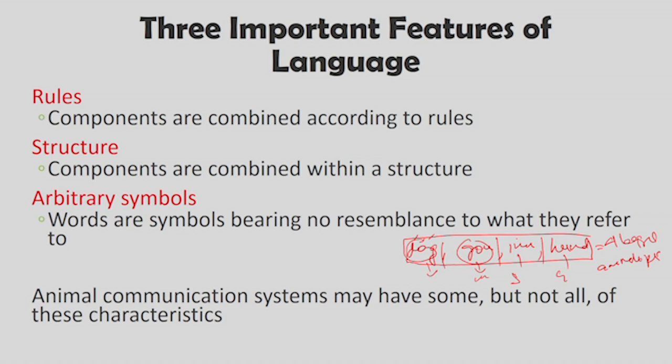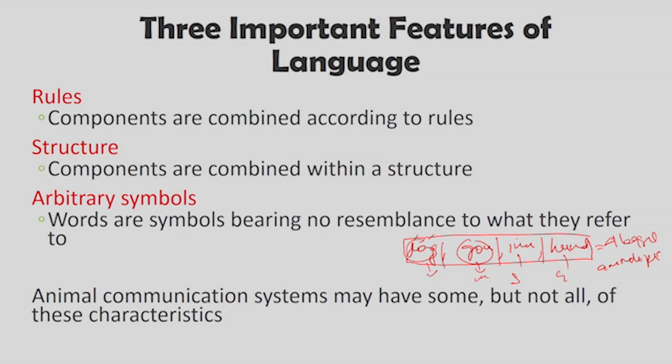So, different languages have different symbols, different words, which are combined together to give a different vocalization, but these vocalizations ultimately combine together to form the meaning. For all four languages, whether it is Chinese, Japanese, German or English, they use different arbitrary symbols, but they combine together to give rise to one meaning, which is a dog, and the dog is the same for all four languages.